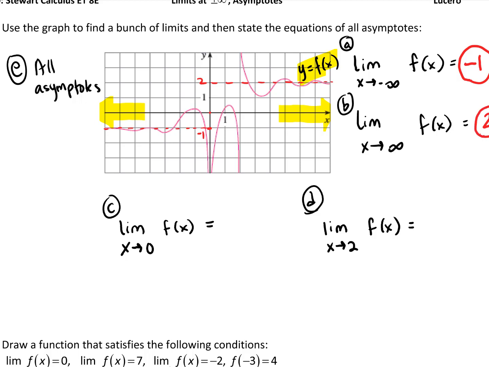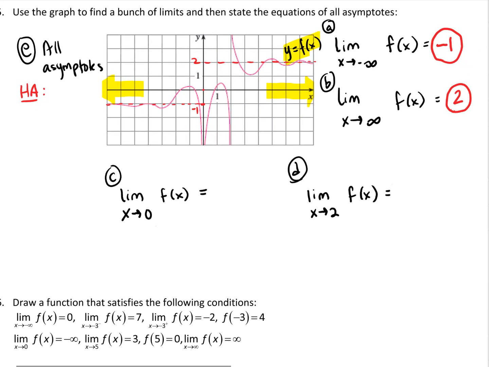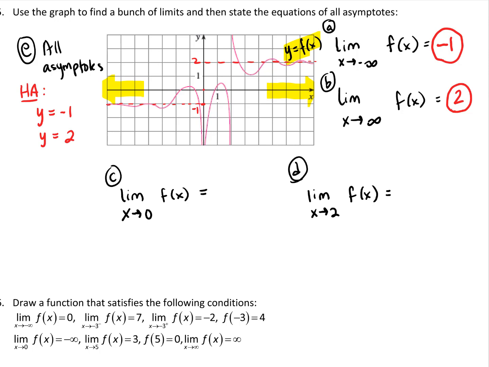And those are creating our two horizontal asymptotes. Again, you don't have to have a horizontal asymptote on a graph at all. You might have one horizontal asymptote, you might have two, or you might have none. In this case, we actually have two, and we want to write them as actual lines. So let's say y equals -1 and y equals 2.